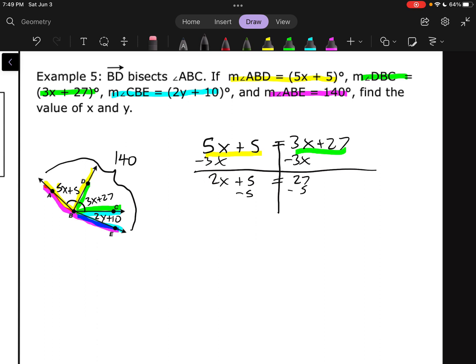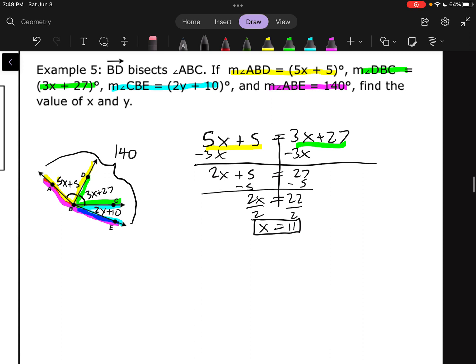Subtract the 5, I get 2x is equal to 22. Divide by 2, and I get x is 11. Okay, so we solved for x. Now we gotta find y. And y is tricky because that's not a part of a bisector or anything. I can't set that equal to anything.